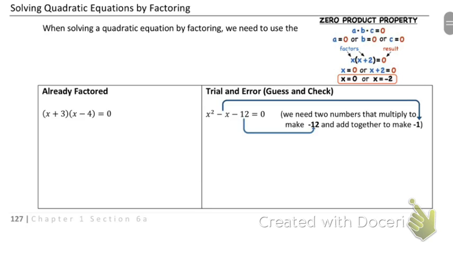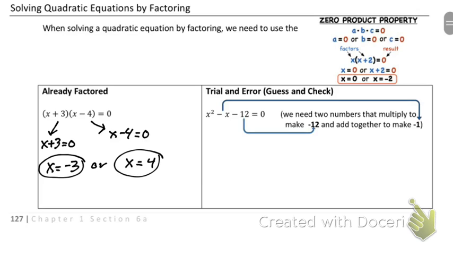So our first example is already factored for us. Don't do more work. I now have something times something equals 0. So either x plus 3 equals 0, or that x minus 4 equals 0. If it's x plus 3 equals 0, then we're going to have x equals a negative 3. Or we're going to have x equals 4.